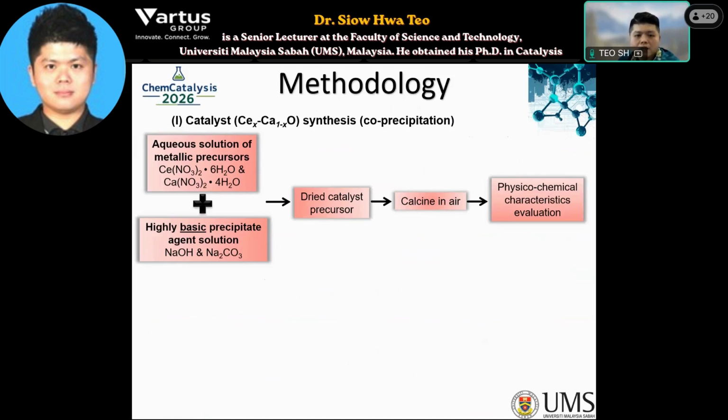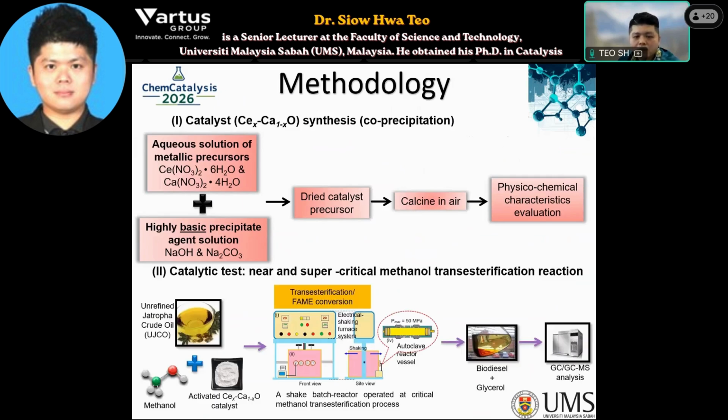So the resulting precipitate will then be dried, calcined, and subsequently characterized to determine its physicochemical properties. For the catalytic reaction, the unrefined jatropha crude oils were reacted with methanol in the presence of the synthesized catalyst using a high pressure batch reactor. The transesterification reaction was carried out under near critical methanol condition.